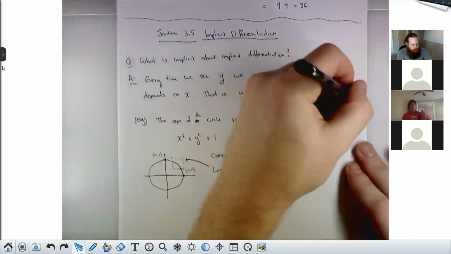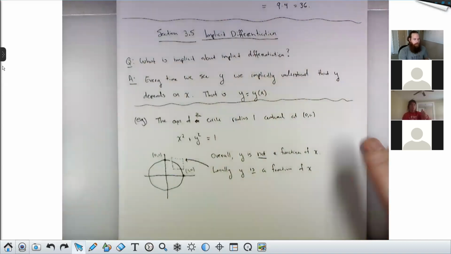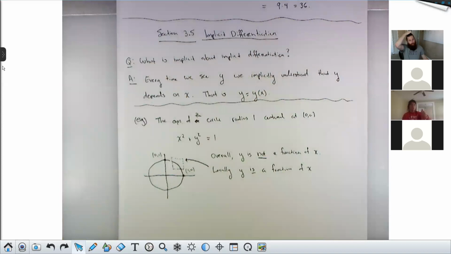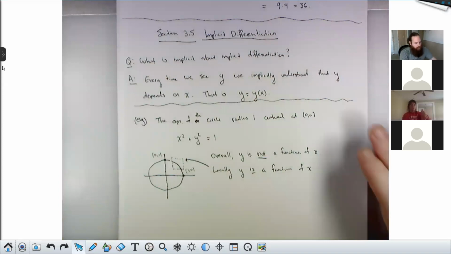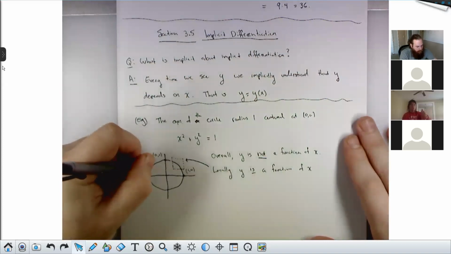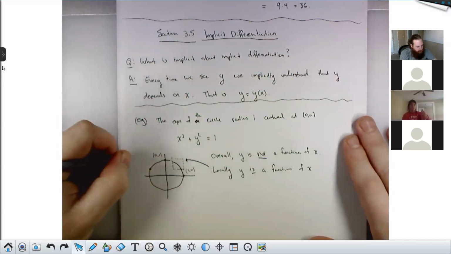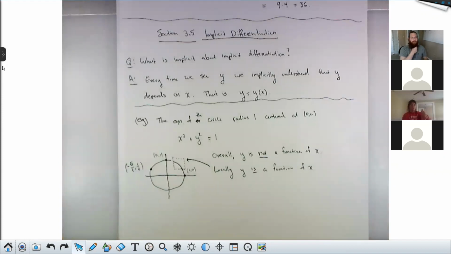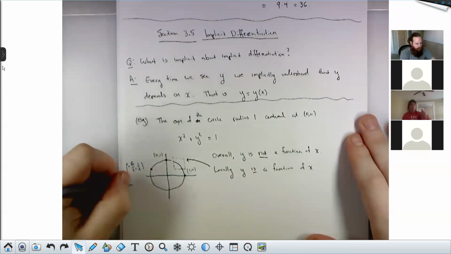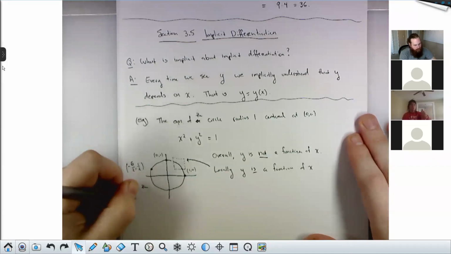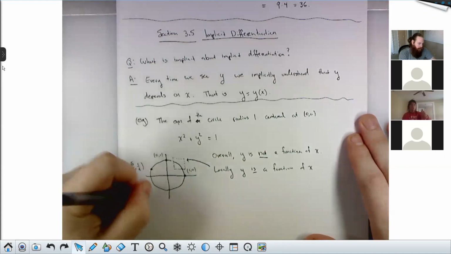That's all good theoretical stuff, but how do we use it? Well, suppose I wanted to find the equation of the tangent line to this circle at some point. Maybe I want to find the equation of the tangent line somewhere over here at like negative root 3 over 2 comma 1/2. Can I find the tangent here?